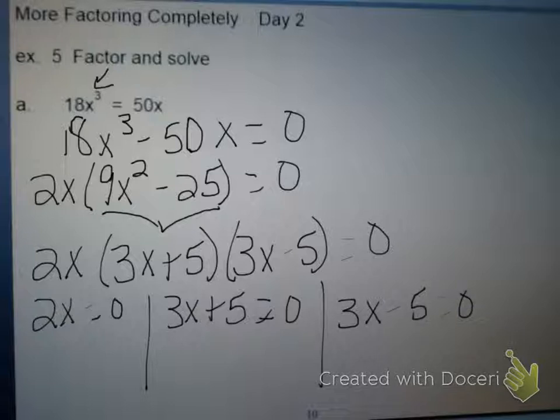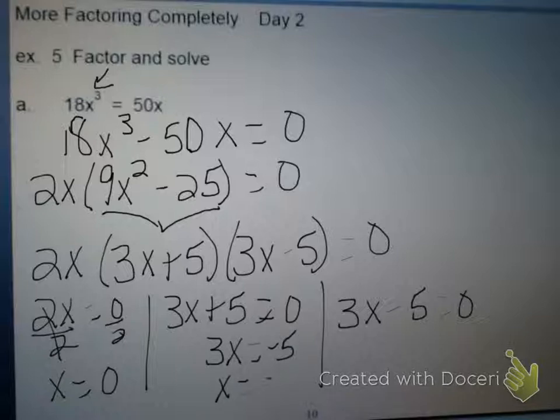Divide both sides by 2, and you get x is equal to 0. Second one, we're going to subtract 5, divide by 3, x is equal to negative 5/3. Add 5, divide by 3, and x is equal to positive 5/3.